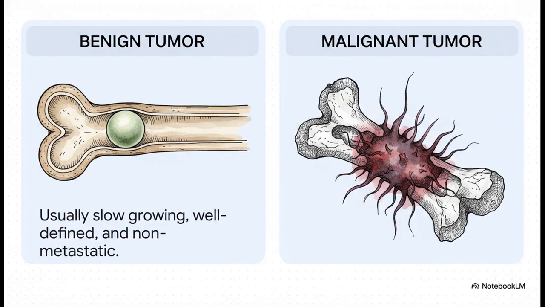Right off the bat, we have to recognize the grand divide in bone pathology. We are constantly contrasting two totally different behavioral profiles. Benign tumors tend to be slow-growing, well-defined, and they stay put, zero metastasis. Malignant tumors, on the other hand, are highly aggressive. They literally destroy the surrounding tissue and they spread fast.